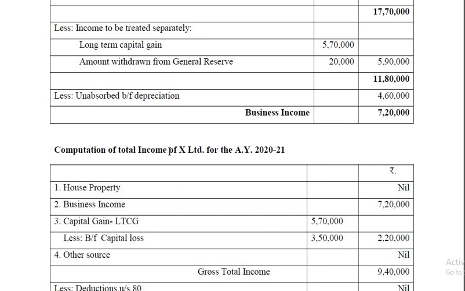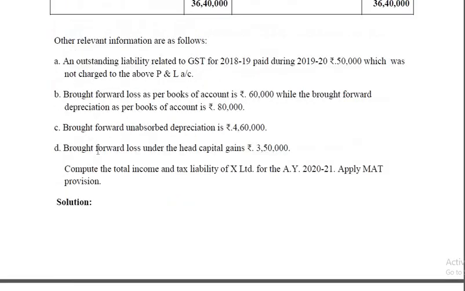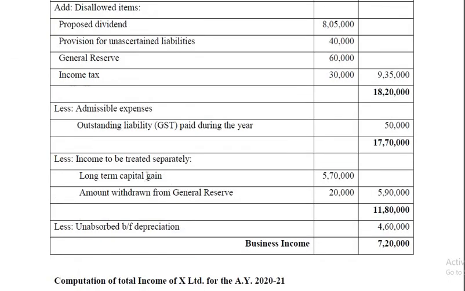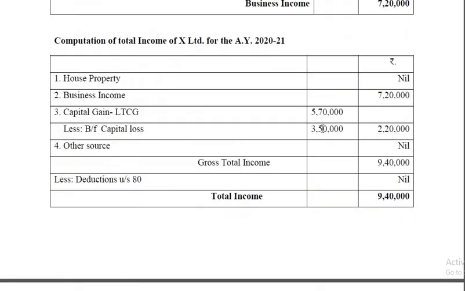Previous one is business income. Let me make it very clear. House property income is nil. Business income we have calculated 7,20,000. Then long-term capital gain 5,70,000. And you have one item, brought forward loss under the head capital gains. This should be set off only against long-term capital gain. Therefore, that is being deducted here, 3,50,000. It has been set off. So 2,20,000 is the residue.